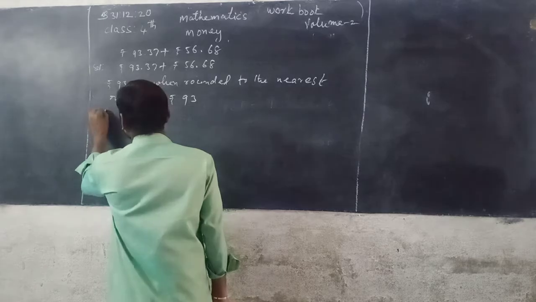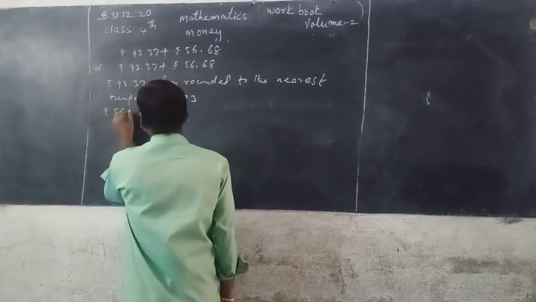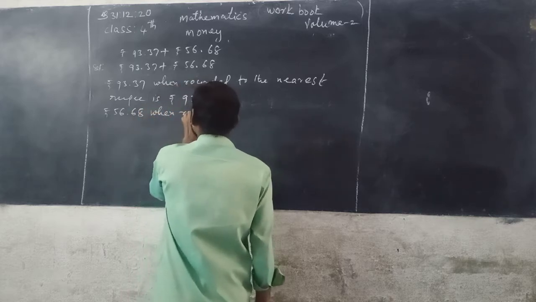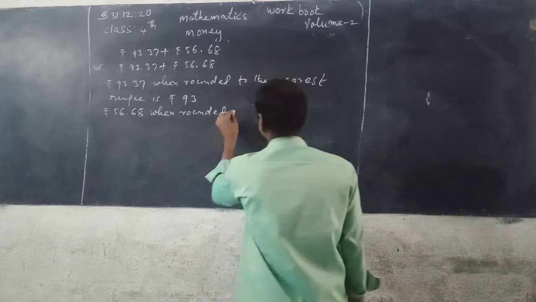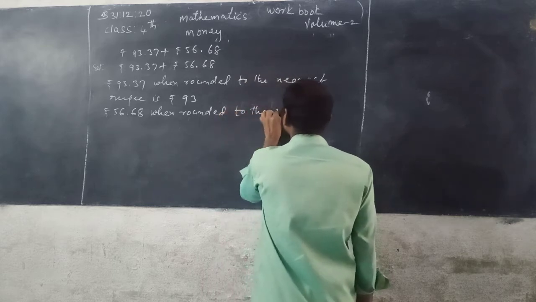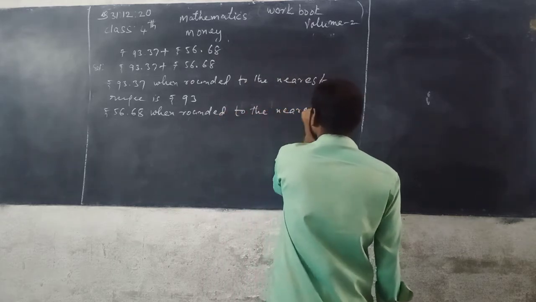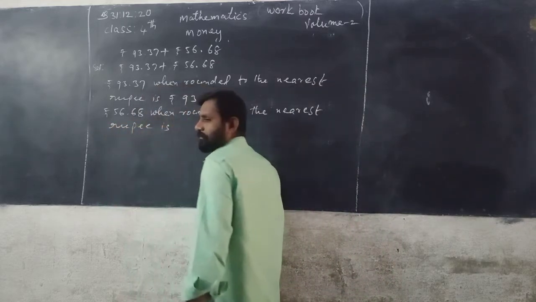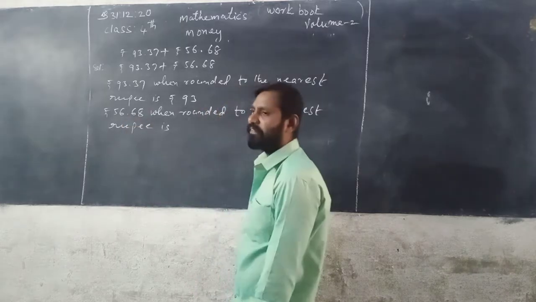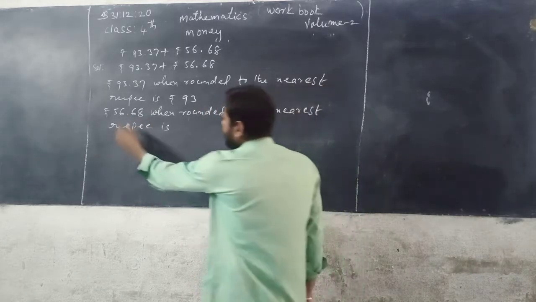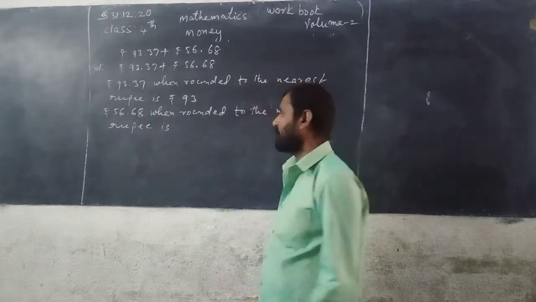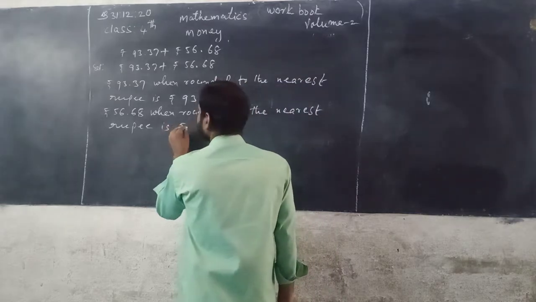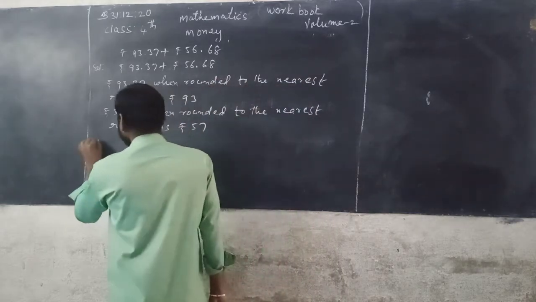Now next, 56 rupees 68 paise when rounded to the nearest rupee is, see here, beta, 68 paise is more than 50 paise, so nearer to 1 rupee. So 56 rupees goes to 57 rupees.